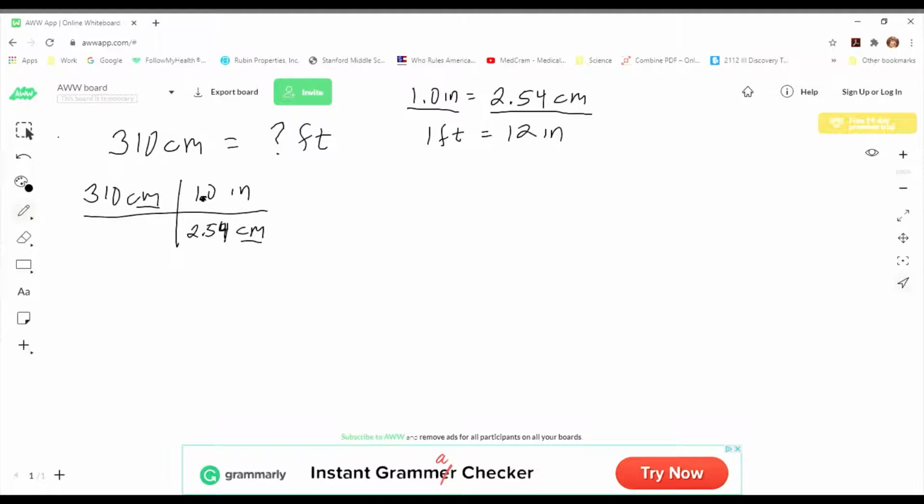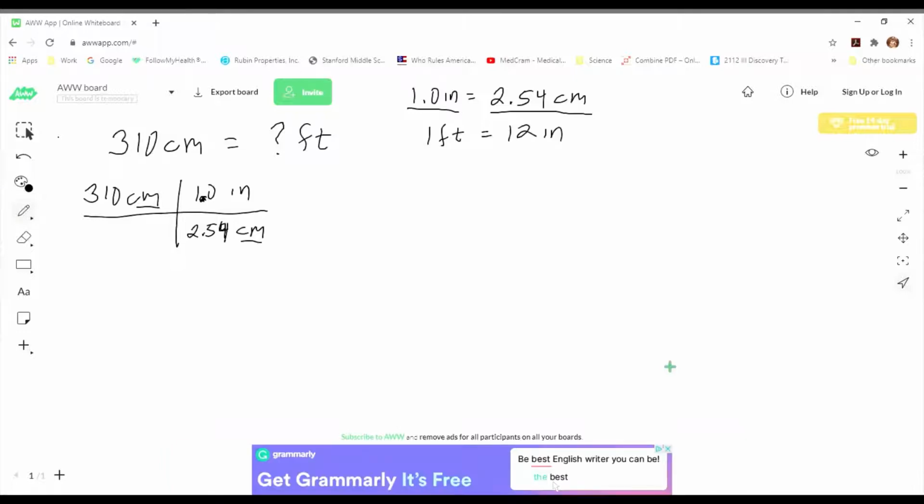A reminder from the last video, we could have put 2.54 centimeters on top and 1.0 inches on the bottom, but that wouldn't have given us anything productive because nothing would have canceled. So we know that we need to put centimeters on the bottom. So we can do this conversion and get inches out of this.